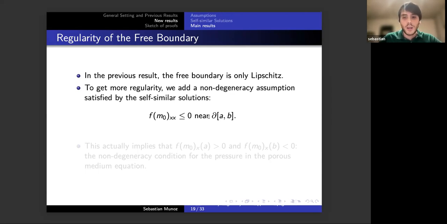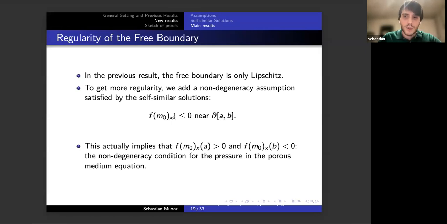And with this assumption, if we combine it with the assumption on beta before, we actually see that f of m zero x at a and at b have to be strictly non-zero. So basically, f of m falls with a positive slope at the support. And moreover, this condition actually forces beta to be 1 over theta. So if we combine this assumption with the other one, we can prove that beta is 1 over theta. So actually, this is almost equivalent to assuming that beta is equal to 1 over theta.